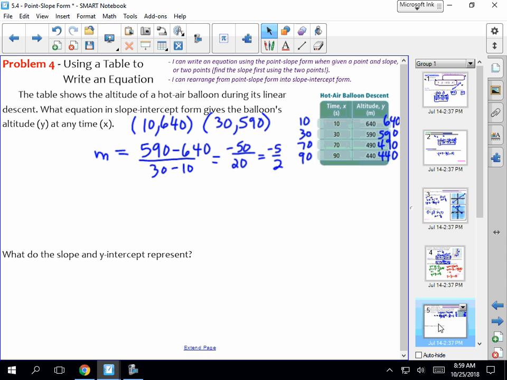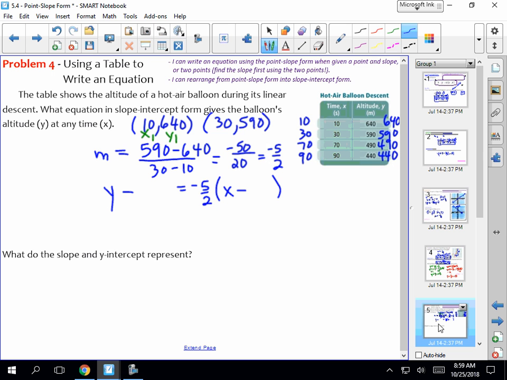Now I'm going to label the first coordinate here x1, y1, and then I'm just going to plug them in to the point-slope form of the line. So I have y minus something equals negative 5 over 2 times x minus something. What goes in for the y minus something here? Negative 640. Yeah, we're going to keep that sign negative. It's going to be y minus 640 and then x minus 10. And if they're just asking for the equation of the line, you could leave it in that form.